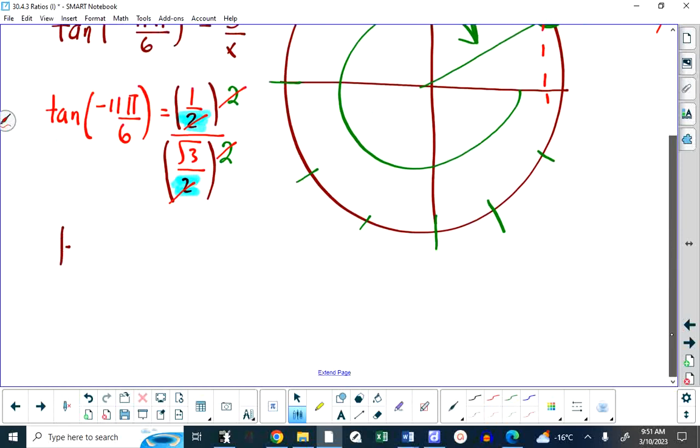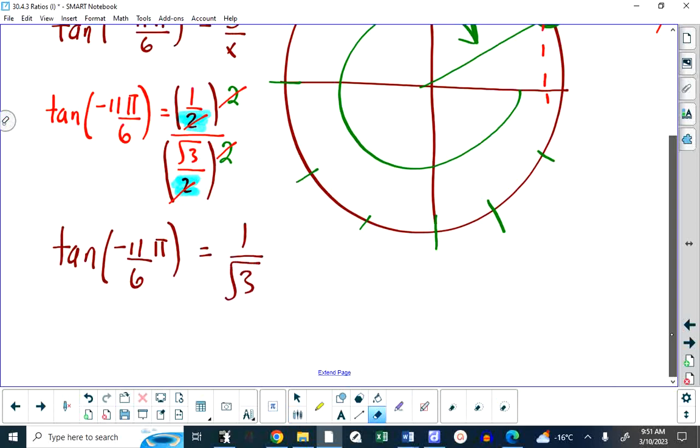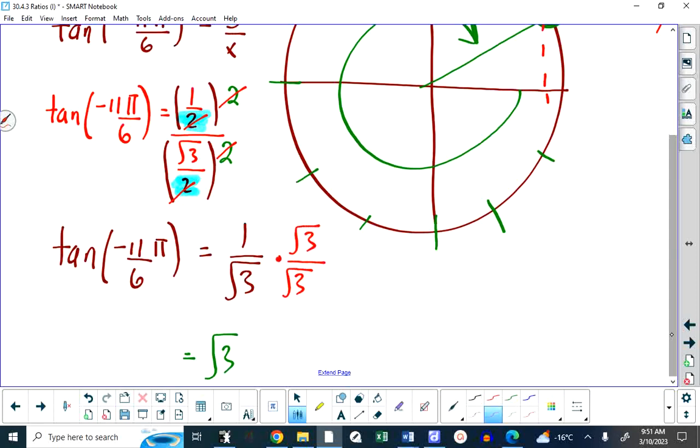Which means the tangent of negative 11 pi over 6 is equal to, we're left with 1 on the top, root 3 on the bottom, and you should recognize that this is root 3. Just like, well, not just like. The reason it's root 3 is if we rationalize the denominator, this is from Math 20. Pardon me, it's root 3 over 3. It's root 3 over 3, not root 3.